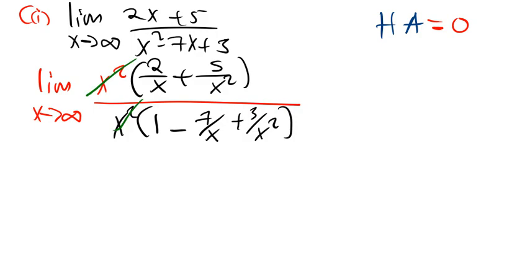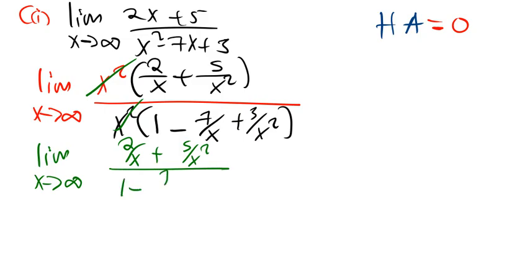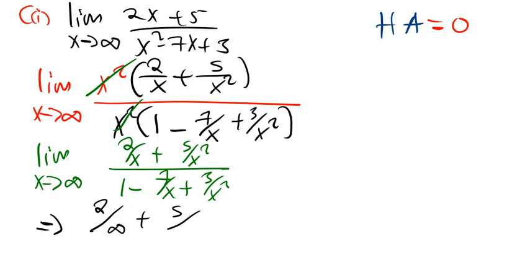I'll remain with the limit as x is approaching positive infinity of 2 over x plus 5 over x squared, divided by 1 minus 7 over x plus 3 over x squared. At this point, I can now plug in infinity. When you want to plug in the value, you stop introducing infinity. So it's going to be 2 divided by infinity plus 5 over infinity squared, divided by 1 minus 7 over infinity plus 3 over infinity squared.